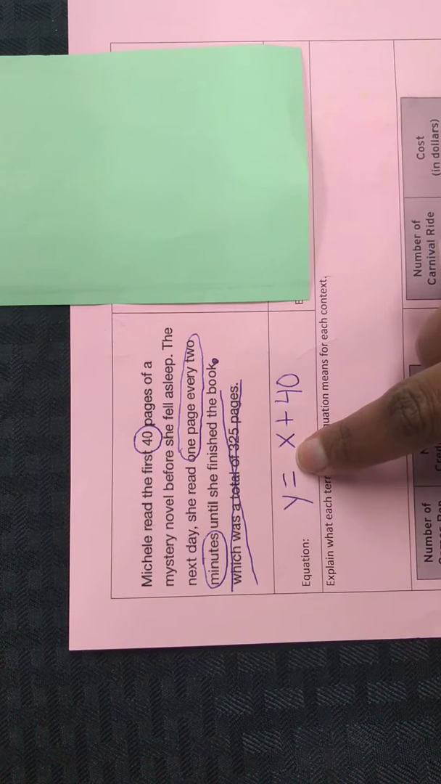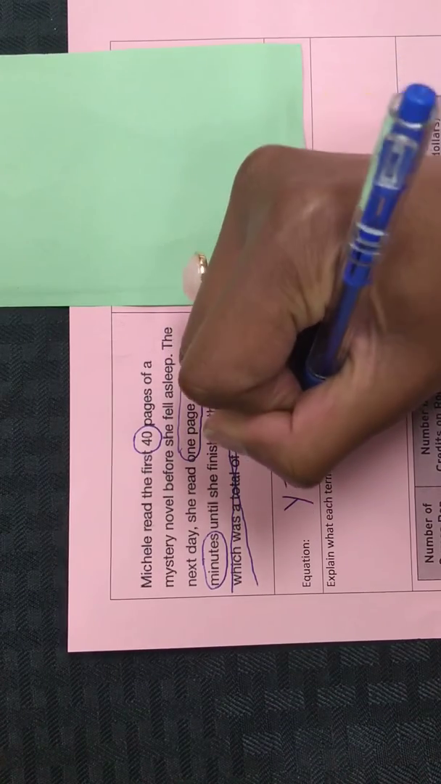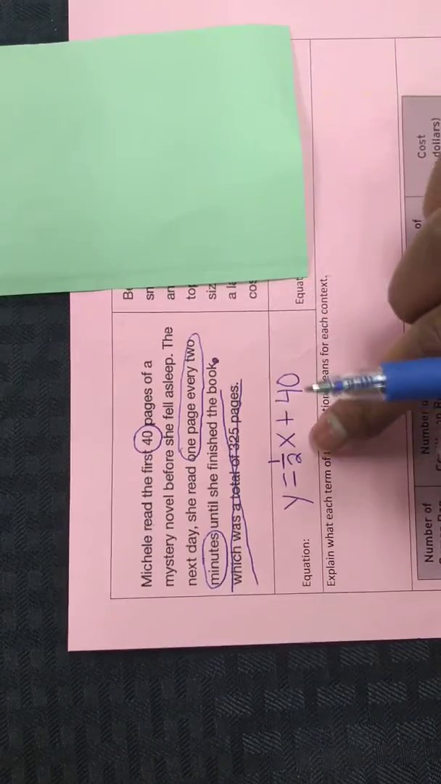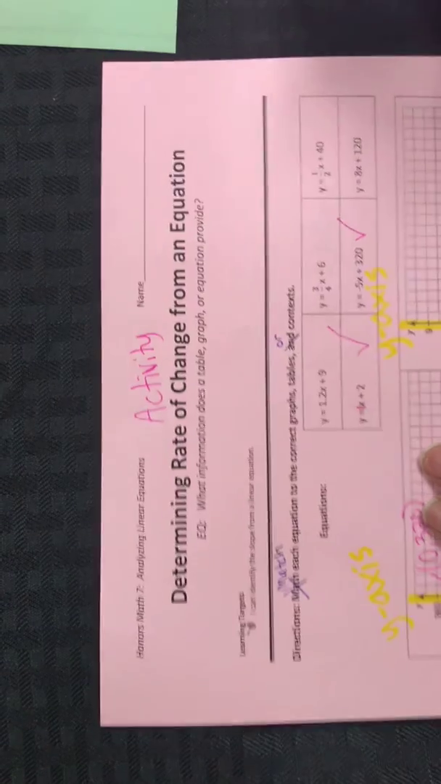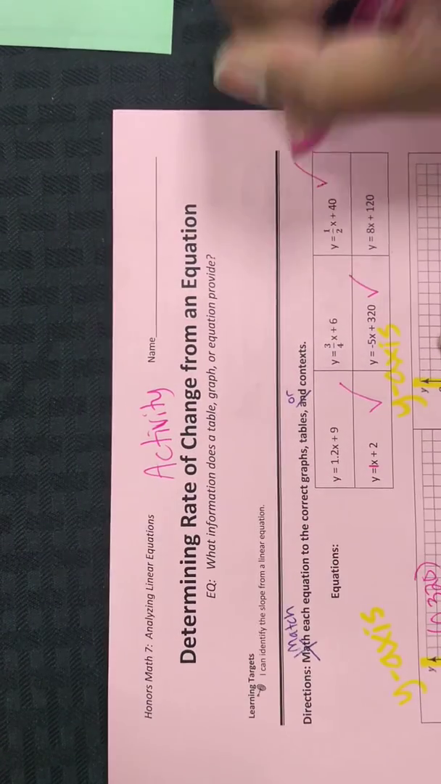So then, how much did she read every 1 minute? We want this to be a unit rate. If she read 1 page every 2 minutes, that means in 1 minute she read half of a page. Flip this over and you'll see the equation that matches this is right here. 1/2 x plus 40. Check. 3 down, 3 to go.